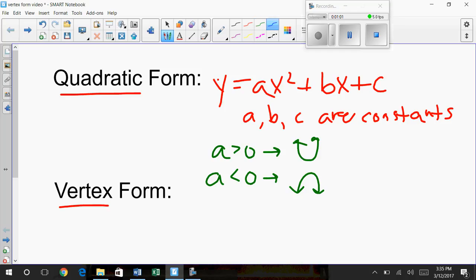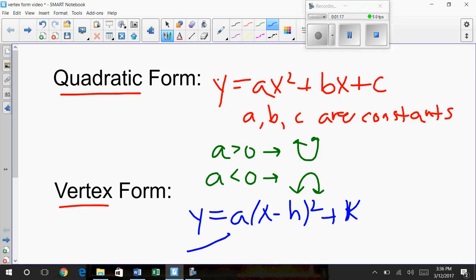Vertex form, on the other hand, is a little bit nicer. So let me show you what that looks like. We still have a. This is the same a that you have in quadratic form. But now we have a quantity squared with x, and then we have a constant at the end. What's nice about this, a does the exact same thing that it does in quadratic form. When it's positive, it's an opening up parabola. When it's negative, it's facing down. But in addition, we know that the vertex will be h comma k.